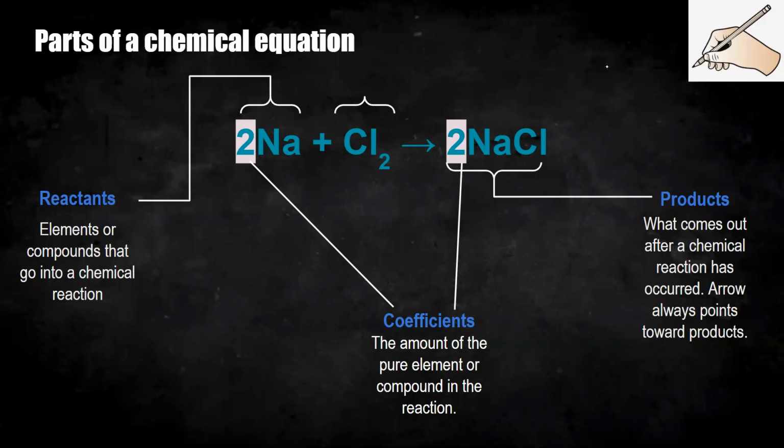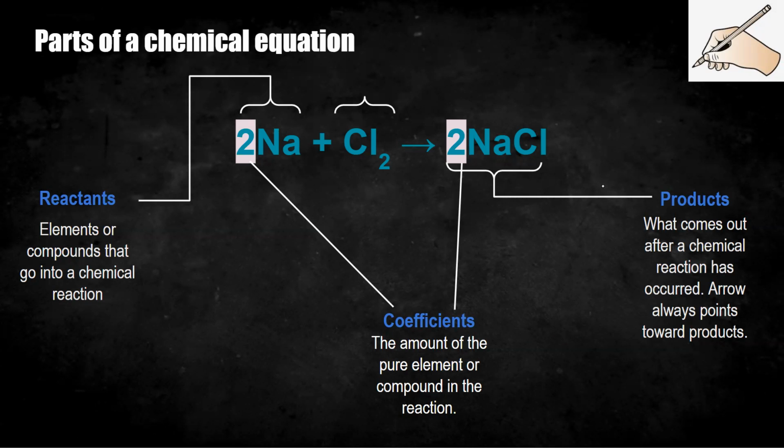If we were to break the parts of a chemical equation down even further, we have our reactants, which are typically going to be on the left side of the arrow here. However, not always. Those reactants are elements or compounds that go into a chemical reaction. Think of the reactants as ingredients. You put ingredients into a recipe to make a cake. You put the reactants into a chemical reaction to form a chemical product.